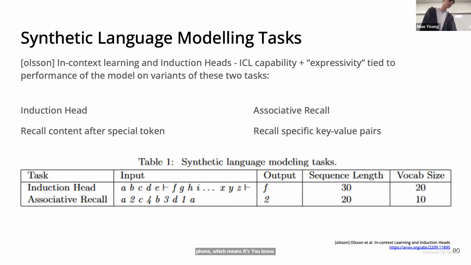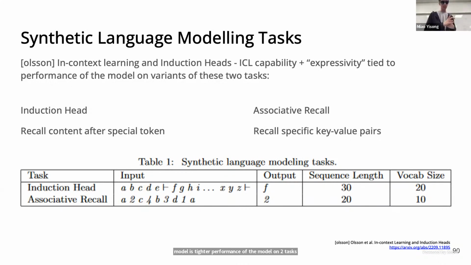So to evaluate the performance of state space models and their representational capacity, the authors came up with synthetic modeling tasks based off previous work, Olsson, which is called in-context learning and induction heads. They reason that the in-context learning capability and expressivity of a model is tied to the performance of the model on two tasks and its variance.